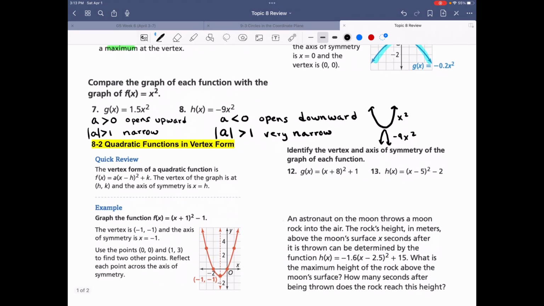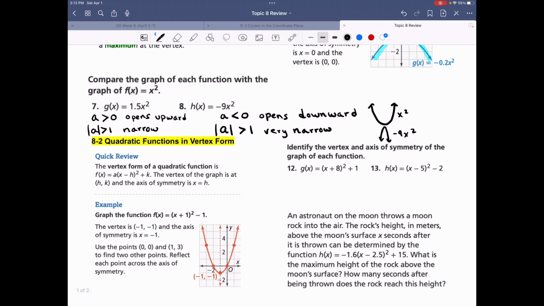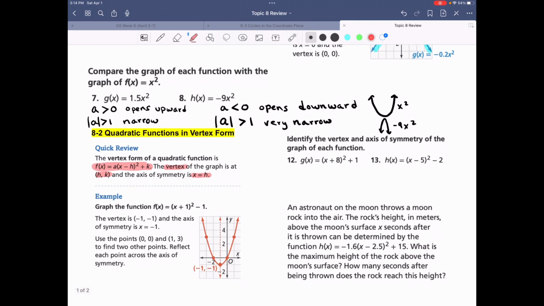In section 8-2, we covered quadratic functions in vertex form. So this is the vertex form. And remember that h, k is the vertex, and the axis of symmetry is x equals h. And then there's an example, and they ask you to graph it. And so the vertex is at -1, -1, because remember this is opposite of what we think it would be. If it's in the parentheses, it's opposite. Outside of the parentheses, it's just as it is.